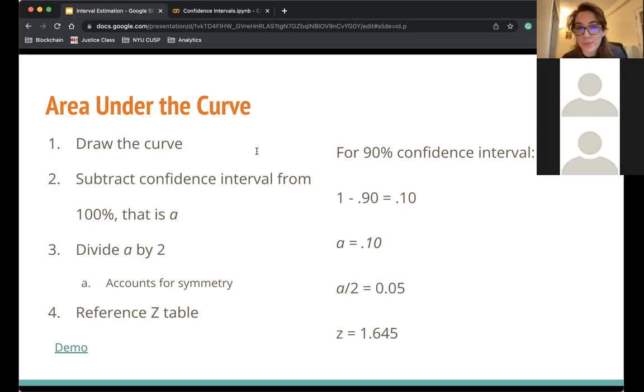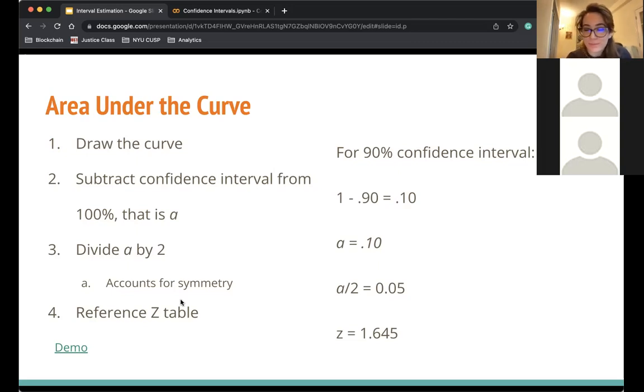So for the 99% confidence interval, the alpha would be 0.01. We divide that by 2 to be 0.005. And then we have the Z value of 2.576.